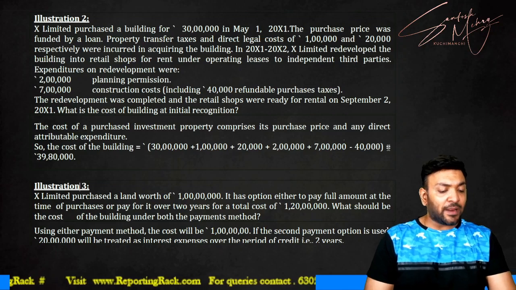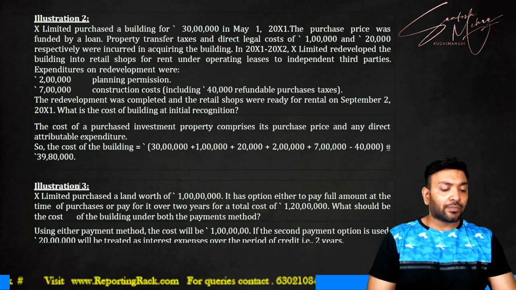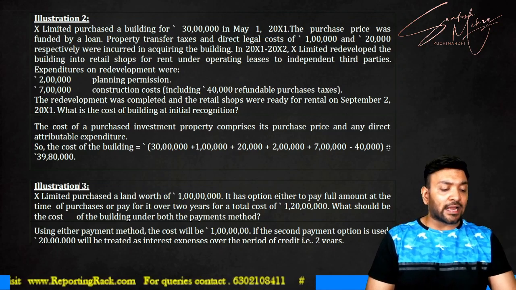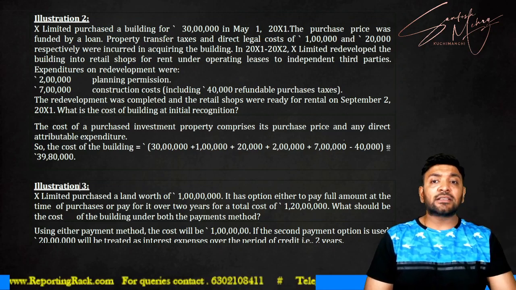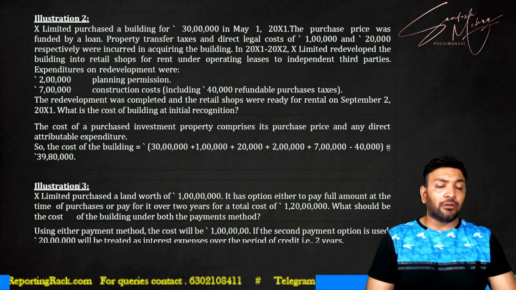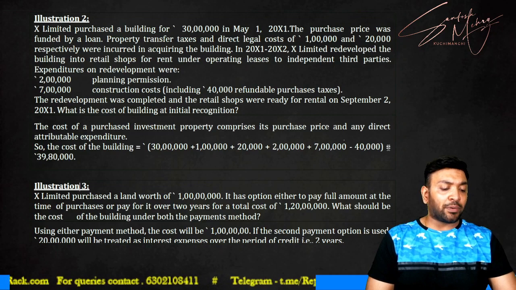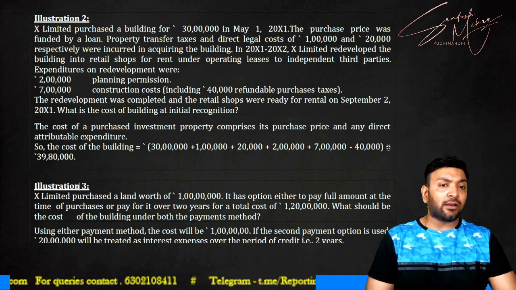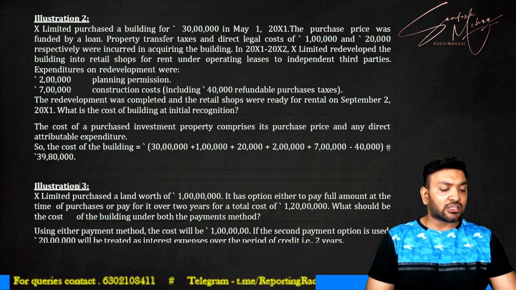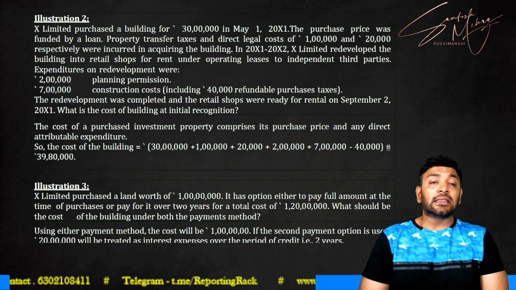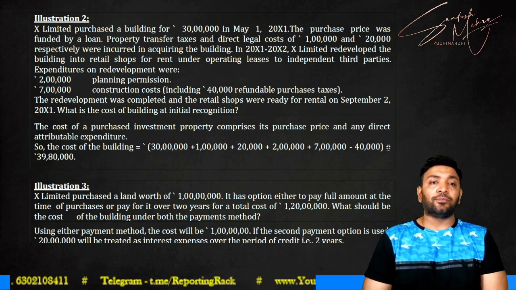Therefore, the answer should be 30 lakhs plus 1 lakh rupee of property transfer taxes plus 20,000 rupees of legal cost plus 2 lakhs of planning permission, plus 7 lakhs for construction, minus 40,000 rupees of refundable taxes. The answer is 39 lakh 80,000.